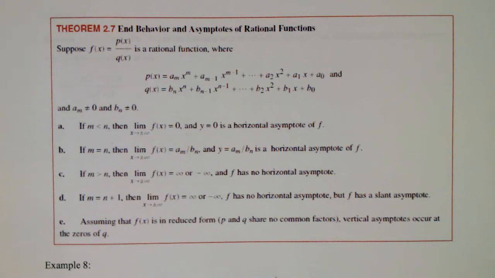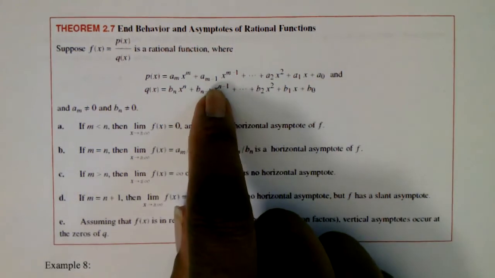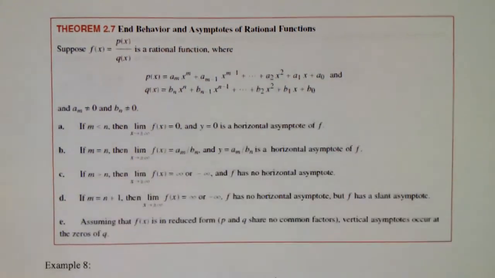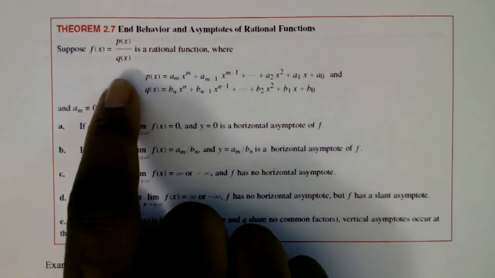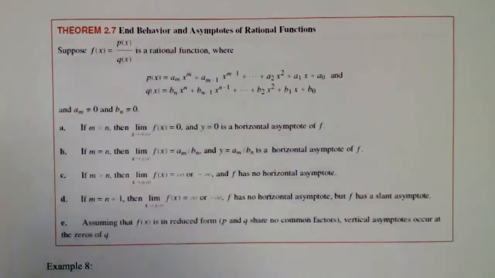And then part E, assuming that f of x is in reduced form. That means p and q, the polynomial function p of x and the polynomial function q of x, share no common factors. And vertical asymptotes occur at the zeros of q. So that means when you're trying to find a vertical asymptote, you take whatever q of x is, set it equal to 0. And you want to make sure that you have no common factors. You want to divide those out before you identify your vertical asymptotes.